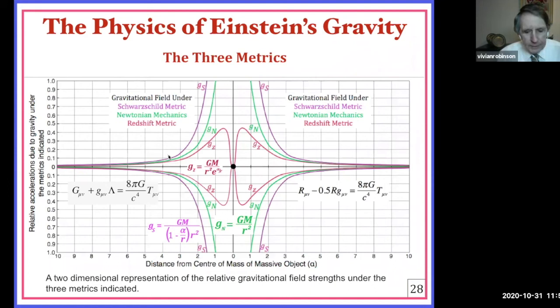But if you want to use these curves to determine the acceleration due to gravity at any point covered by them, it is necessary to know the mass of the gravitational attracting body. From that, you calculate its Schwarzschild radius. Then you select the distance you want, divide it by the Schwarzschild radius alpha, and locate it on this curve. Then you just extend back to this point here and multiply by GM to get the strength of the gravitational attraction at that point.